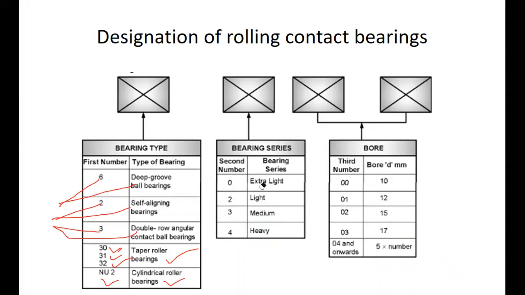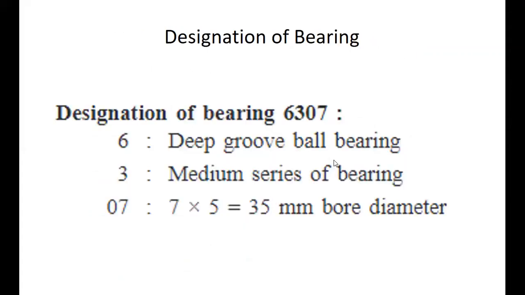So this was all about designation of rolling contact bearings. Let us see one more example. If the bearing number is 6307, then you should understand that it is a deep groove ball bearing. 3 indicates medium series, and 07: 7 5s are 35 mm bore diameter of the bearing.